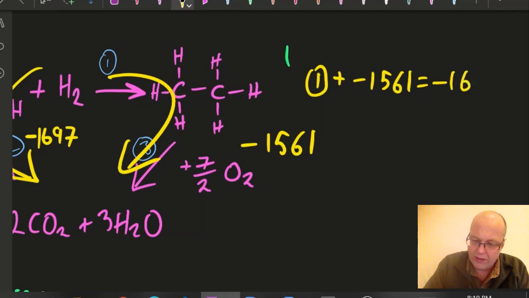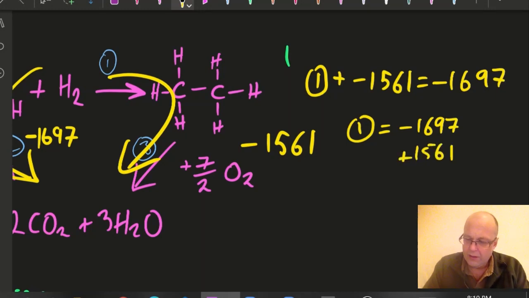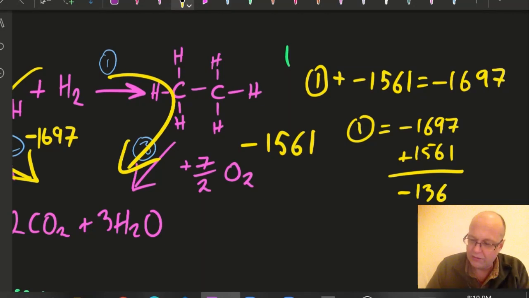Equals minus 1697. So my value for 1 is going to be minus 1697 plus 1561. So what's that going to be? 136. Is that minus 136? Yeah, minus 136 kilojoules. Okay, so that's a Hess cycle.